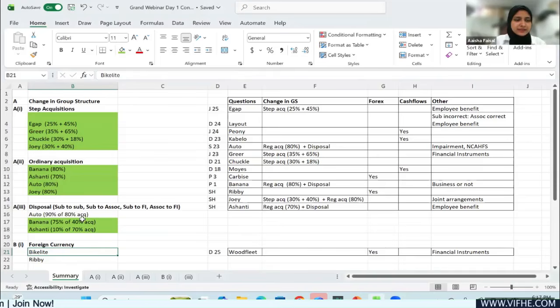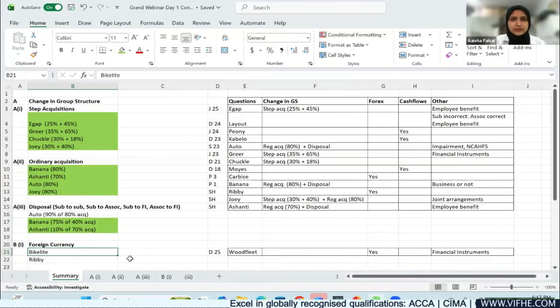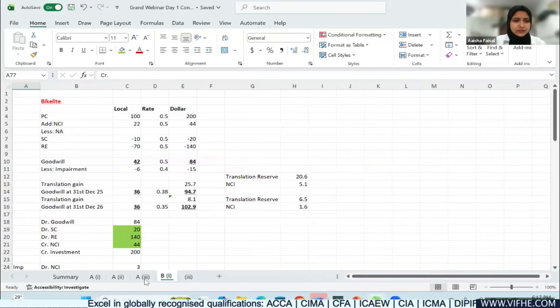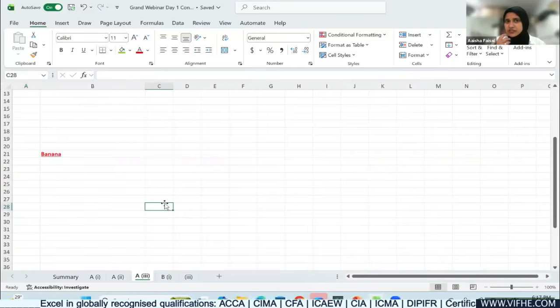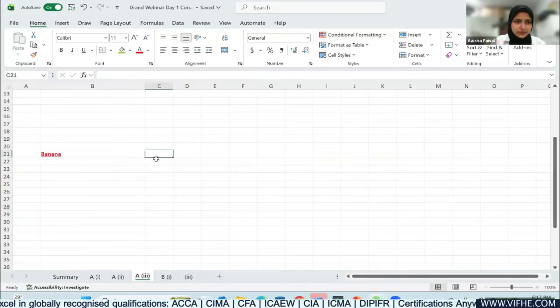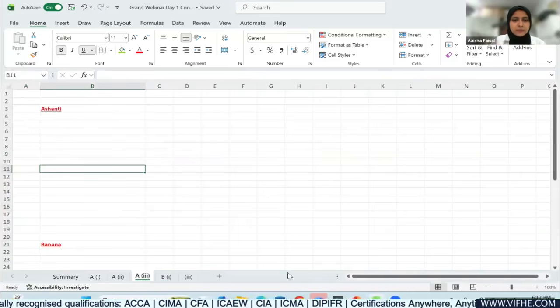Now coming to A3, disposal, where disposal could be from a subsidiary to subsidiary, which is a control to control situation. It could be a subsidiary to associate. It could be a subsidiary to financial instrument. It could be an associate to a financial instrument, right? The disposal could lead to any scenario. So we look at banana and Ashanti. Today we also did a scenario which was disposal and a control to control situation. So we're going to look at some more of these.